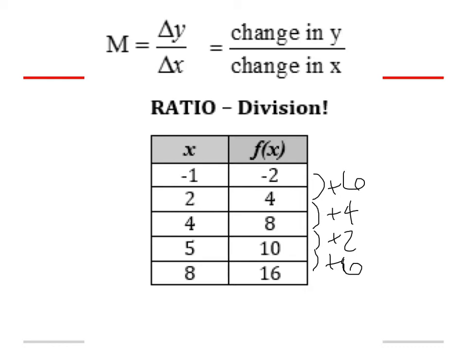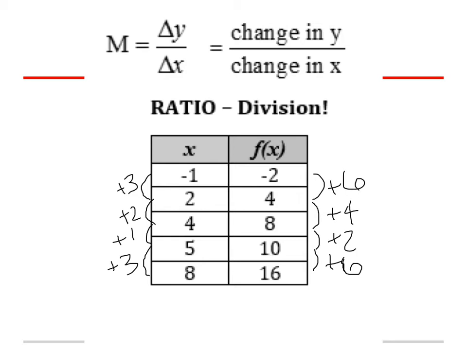In our x values, we have negative 1 to 2. That's adding 3. To get from 2 to 4, we add 2. To get from 4 to 5, we add 1. To get from 5 to 8, we add 3. Now, these don't look like they have a constant change. We're not adding the same amount or subtracting the same amount each time.